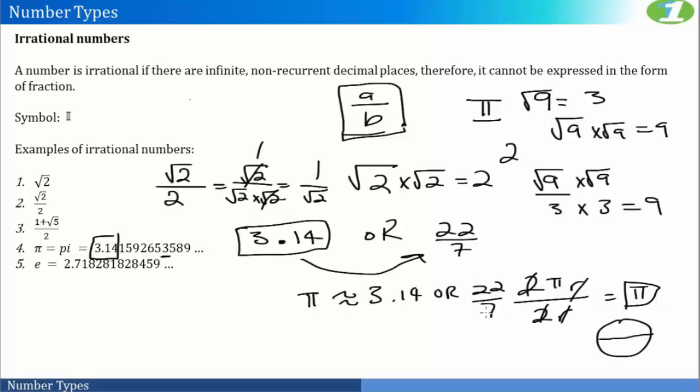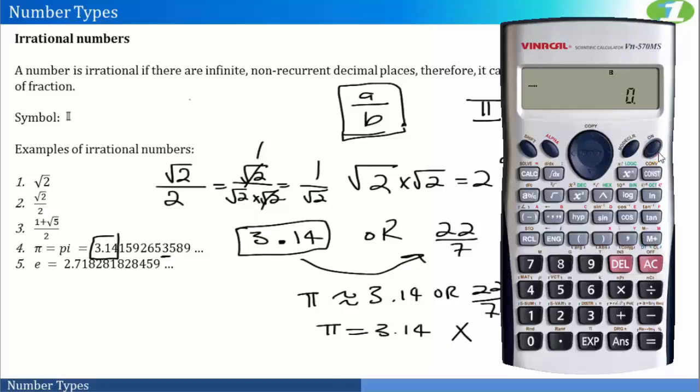All right, so never write pi is equal to 3.14. This is actually incorrect. Now, what about e? All right, so there's this value on your calculator, we call it e, and it's right here.